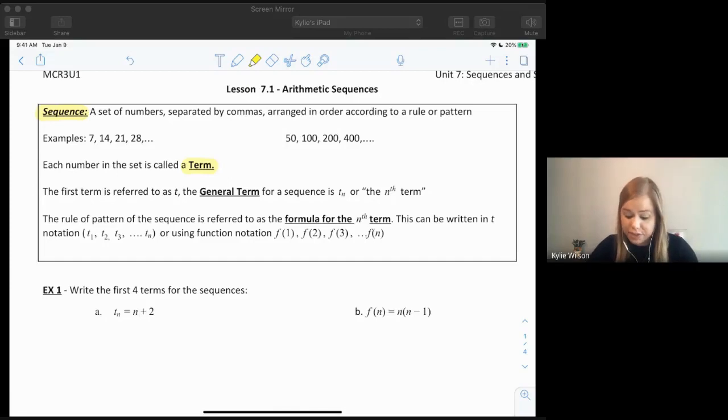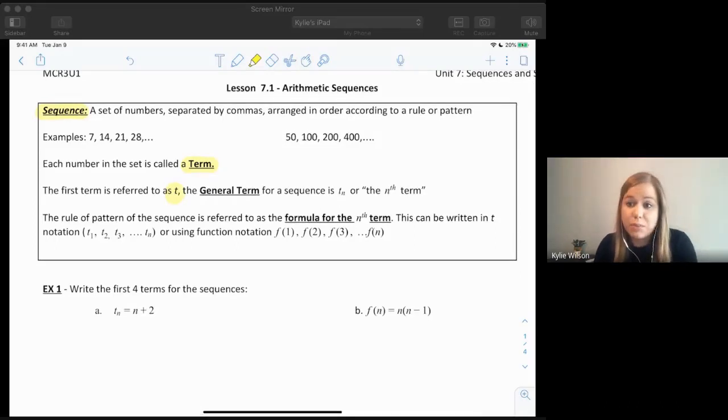Next, the first term, t, is just t or t1, so we'll see both. And then we have the general term, which is t to the n, or the nth term. In other words, that's just a general term so that I could sub in any number for n and figure out the value of that term.